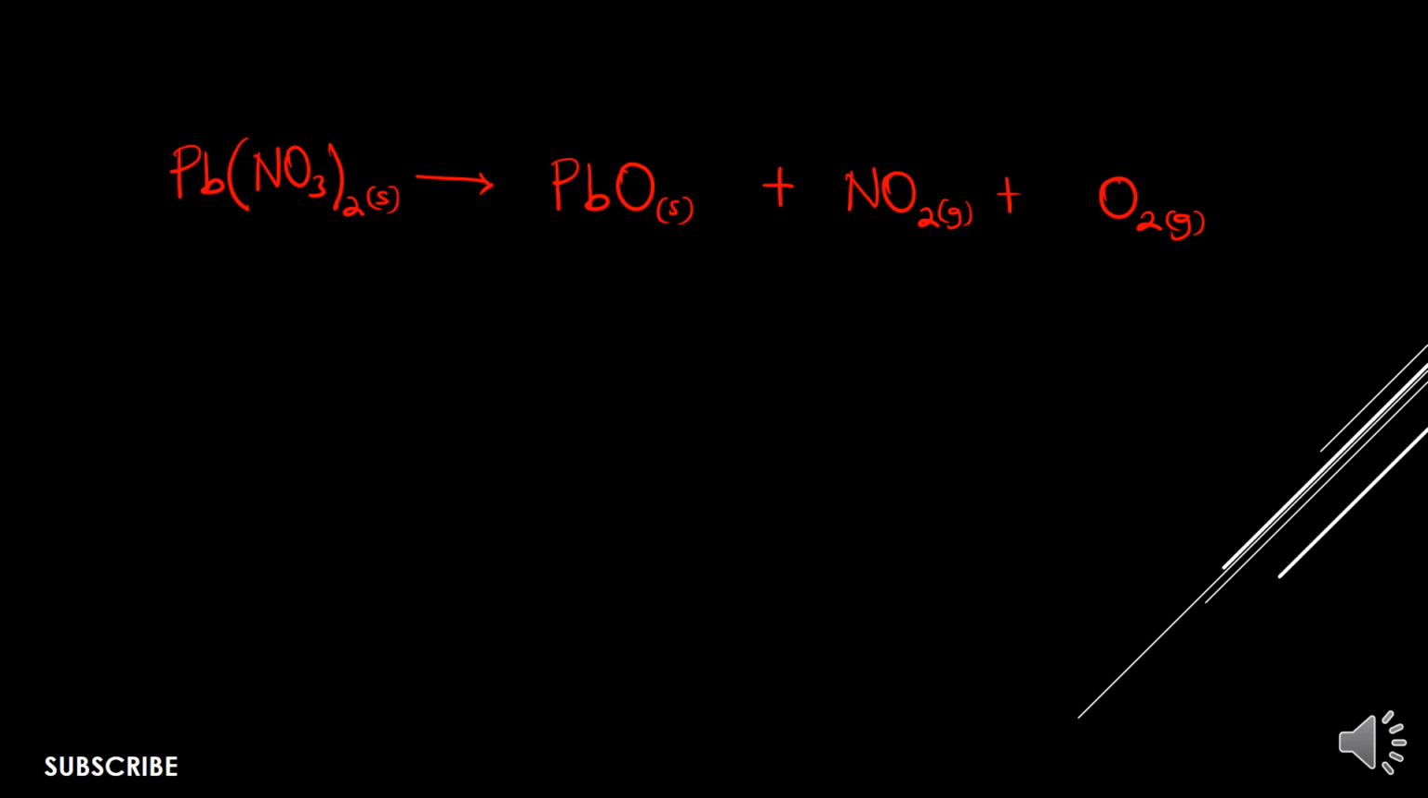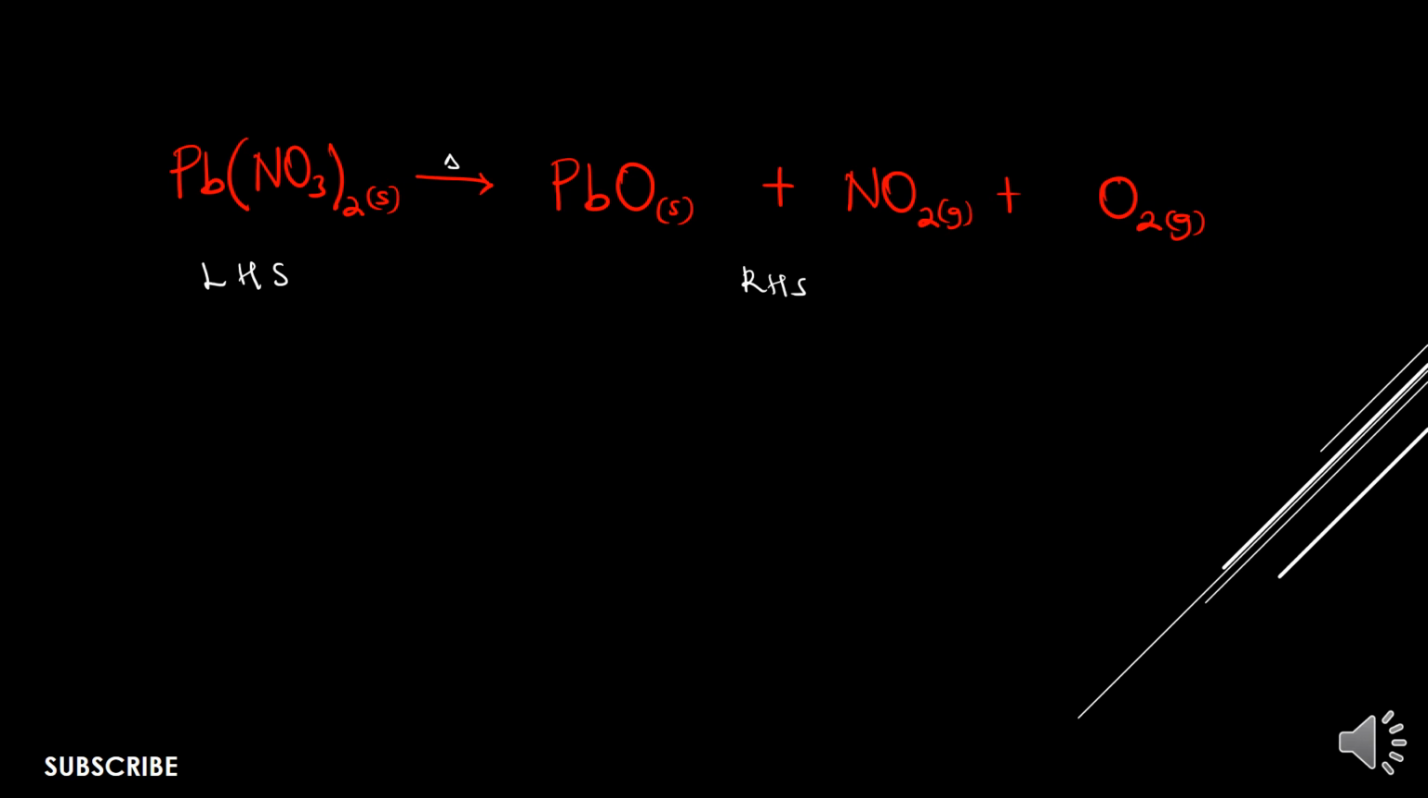For this one, you can feel free to try and attempt it first. You can pause the video, but let's try it out and see how different it is from the other equations. So we shall start with our left hand side. We have lead nitrate decomposing on heating to form lead oxide with oxygen and nitrogen dioxide, and then we have our right hand side.